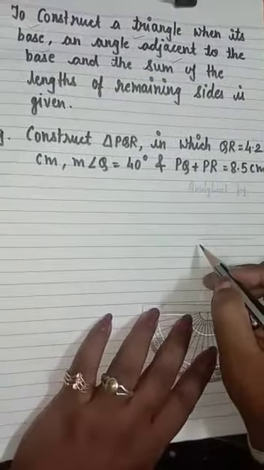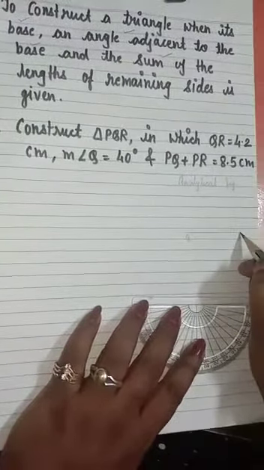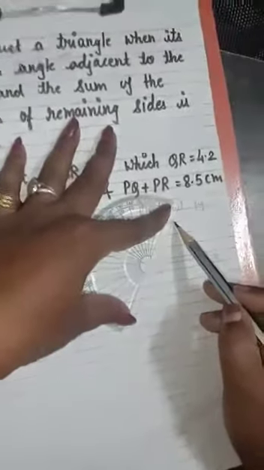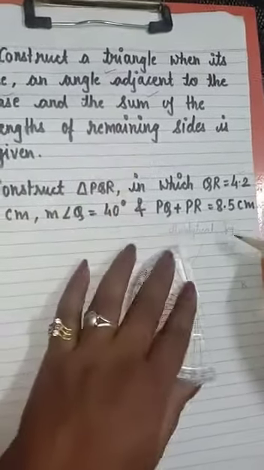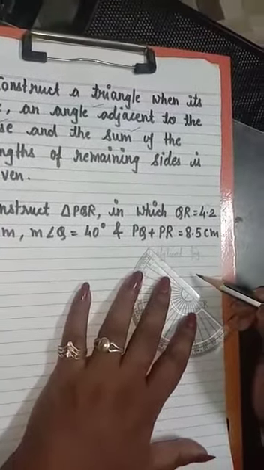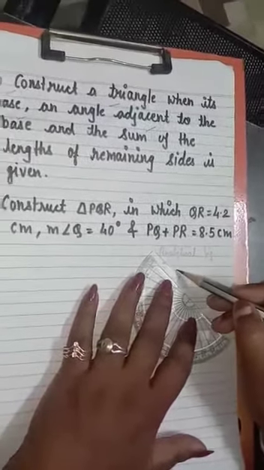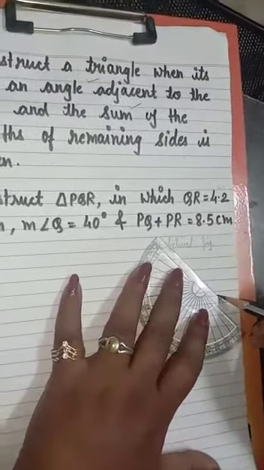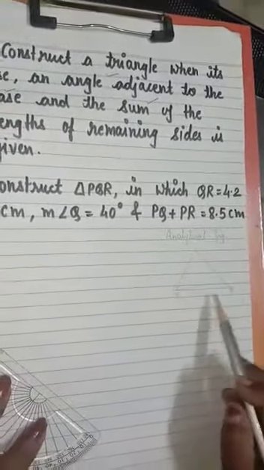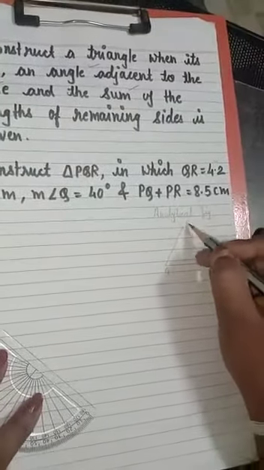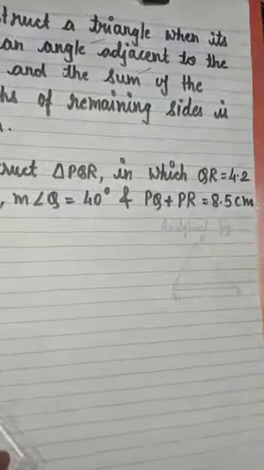So this is base QR. Okay. And angle Q is 40 degree. So I am going to draw here angle Q 40 degree. And then I am going to draw the perpendicular bisector of this. So I will get the idea. There this QR will come in base and here P will be there. Triangle PQR.